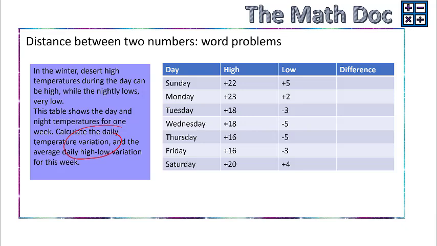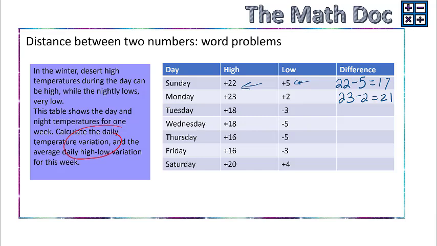And we are going to use the subtraction method because we don't want to have to count these relatively large variations. So let's look at Sunday. Our high is 22 and our low is 5. And so the variation is 22 minus 5. We took the larger number and subtracted the lower one. 22 minus 5 is just 17. On Monday, we have 23 minus 2, which is 21. So this is the variation on Monday.